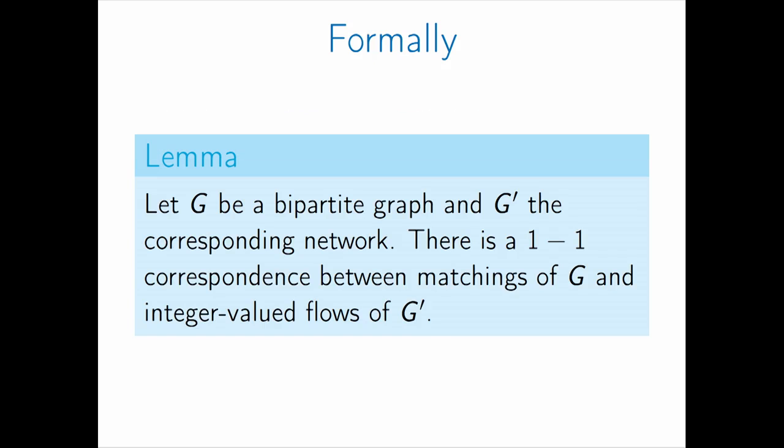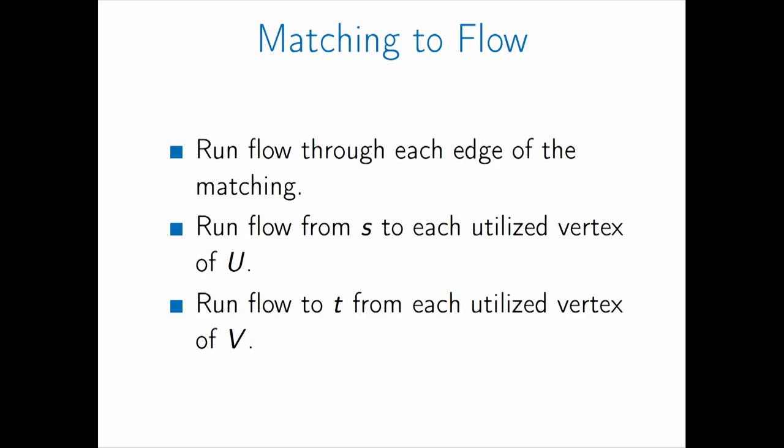To be formal about this, if G is the bipartite graph and G prime the corresponding network, there's a one-to-one correspondence between bipartite matchings on G and integer-valued flows on G prime. To prove this, if you have a matching, we can produce a flow by running flow through each edge of the matching. Then, to make everything balance out, each vertex of U which had flow running through it needs to have flow coming to that vertex from S. Then that edge goes to some vertex in V, and that needs to extend through the edge to T. And that will give us a flow.